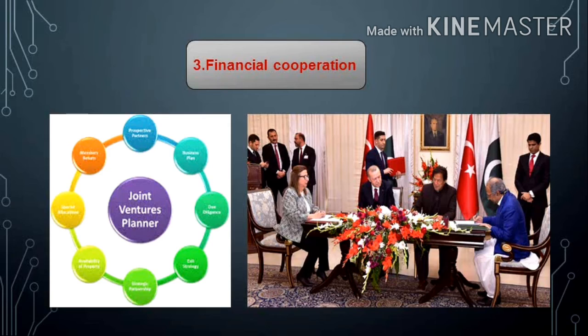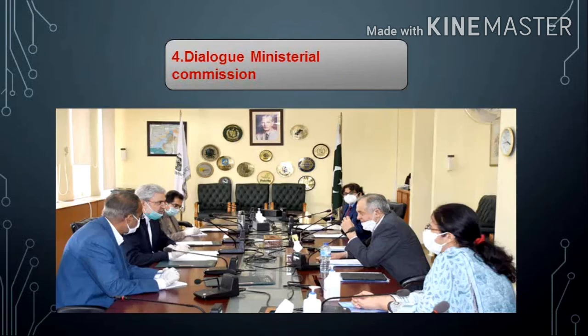Financial cooperation. Financial cooperation is going on between Pakistan and Turkey as well. The construction companies of both countries have started different joint programs for development in the countries. The military relations are strong now. The leaders are exchanging visits very often in Pakistan and Turkey.